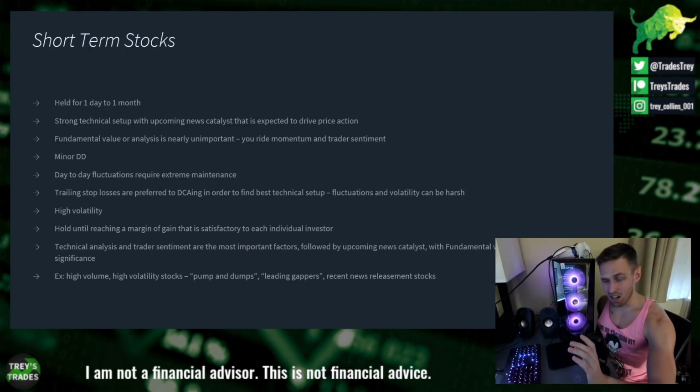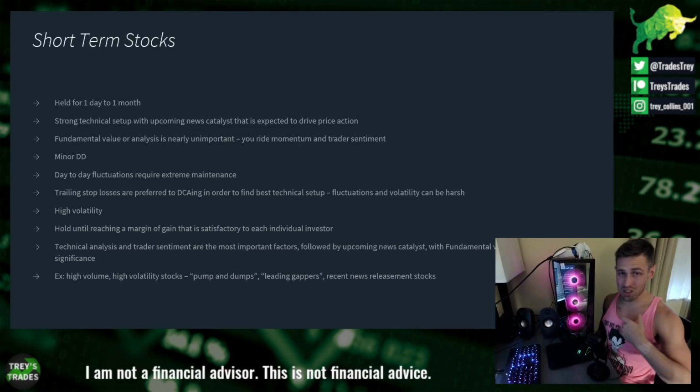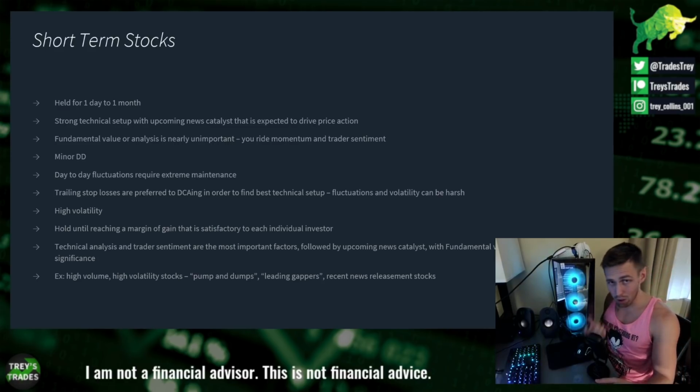Short-term stocks are the riskiest of all three of these. They are typically held for 1 day to 1 month, according to my personal definition. Depending on who you ask, this might differ. You've got day trading and swing trading. Day trading is buying and selling a security on the same day. Swing trading would be buying a security on 1 day and then selling it maybe up to 1 month later. To me, that would still be considered a short-term stock.